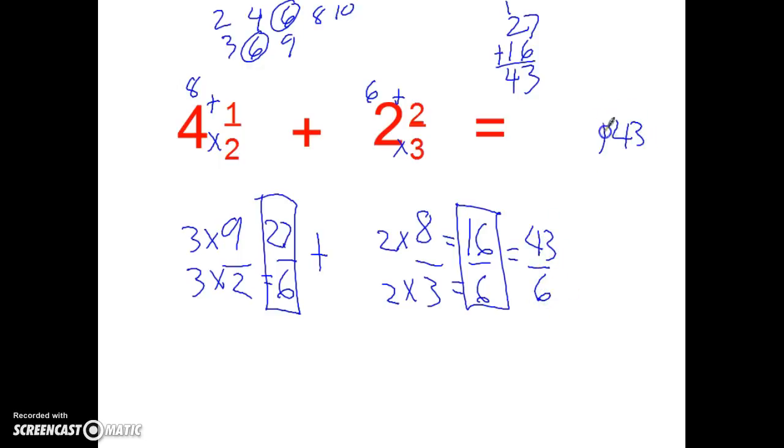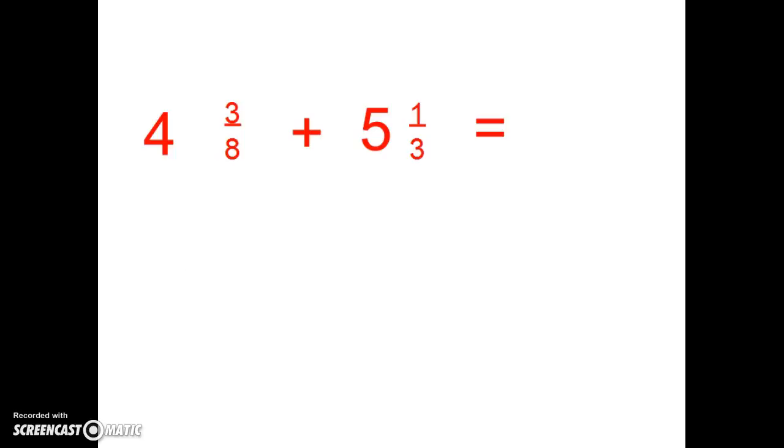Now change it back to a mixed number. It goes 7 times. 42. 7 remainder 1 equals 7 and 1/6. It's the exact same procedure that we've been doing, except that we're going to find an LCM that's not going to be one of our denominators already. So I'll give you a couple to try out. Stop the video when you're ready.